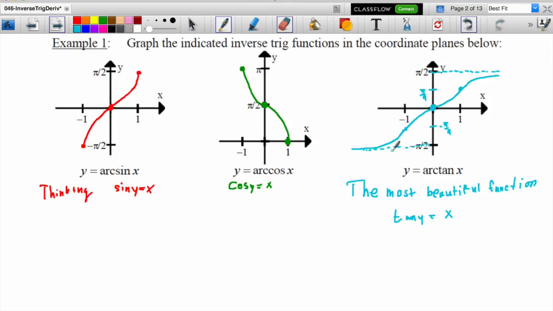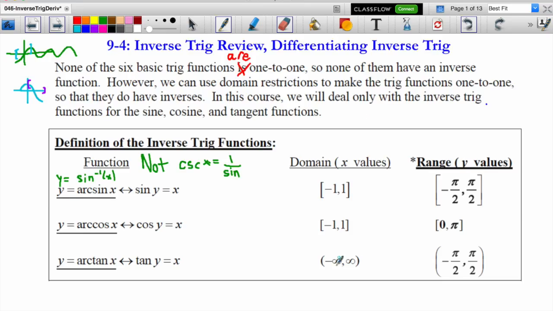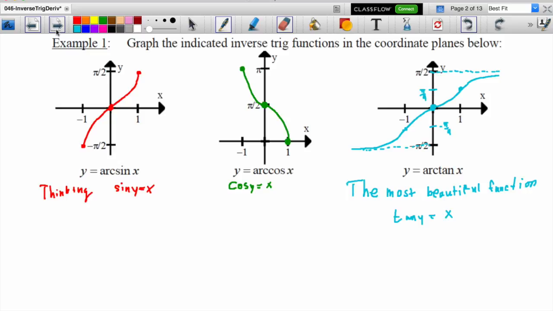And we're going to find out more about why it's beautiful in a second. So it's always increasing. It has very nice features, some inflections. It's the only inverse trig function that has a domain of all real numbers. It has a really small range. It's just a great function. Enough said.